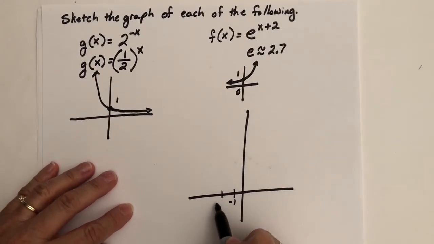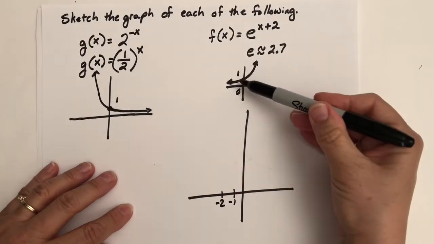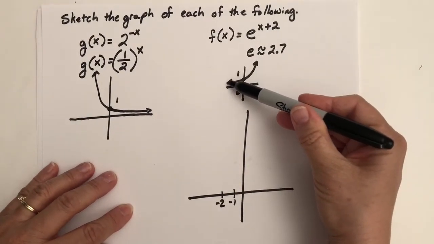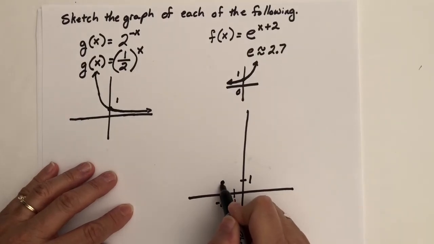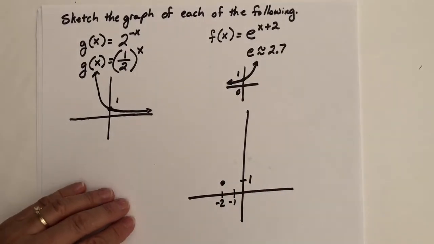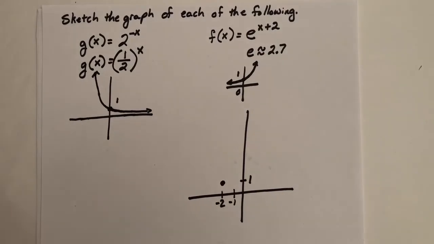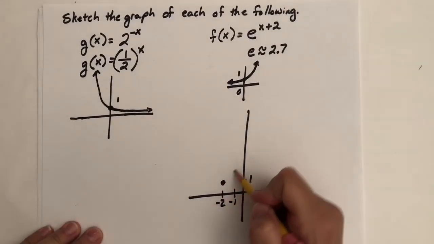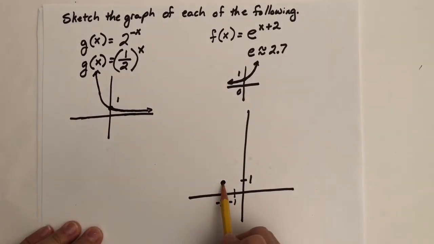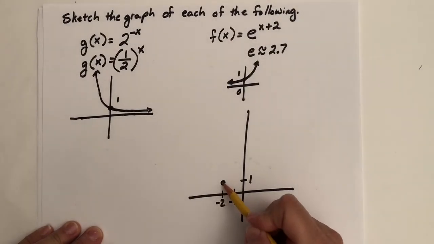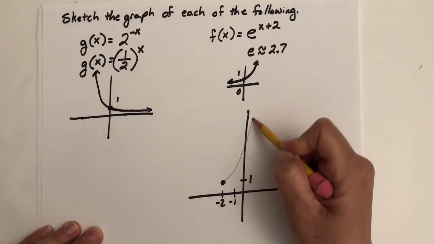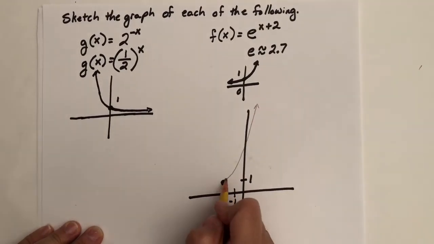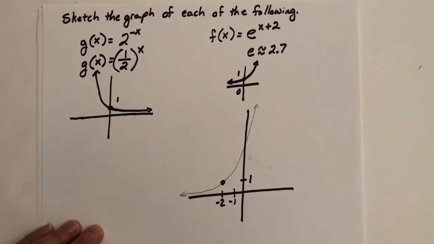-1, -2. So instead of being at 0, 1, this point will be at -2, 1. Right here. And now my graph will be increasing, but with this key point right here. I know it's going up this direction. Notice I'm sketching it here in pencil because I might want it to be a little nicer.